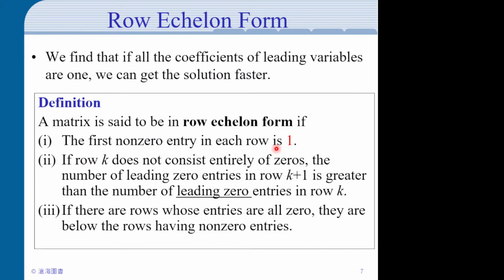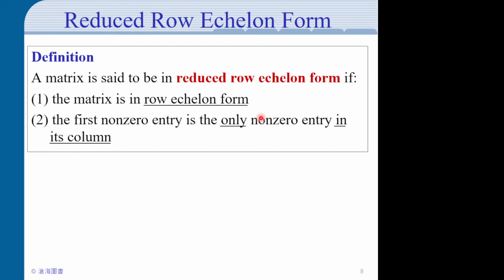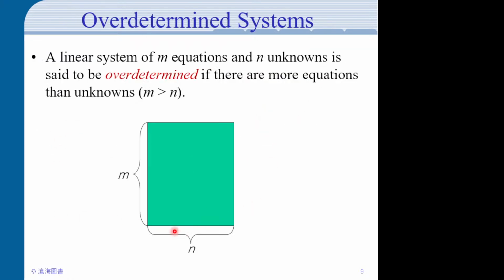Okay. And here are the definition of a row echelon form. If you want, it's really long, and the definition of a reduced row echelon form. And we also talk about overdetermined system and underdetermined system.